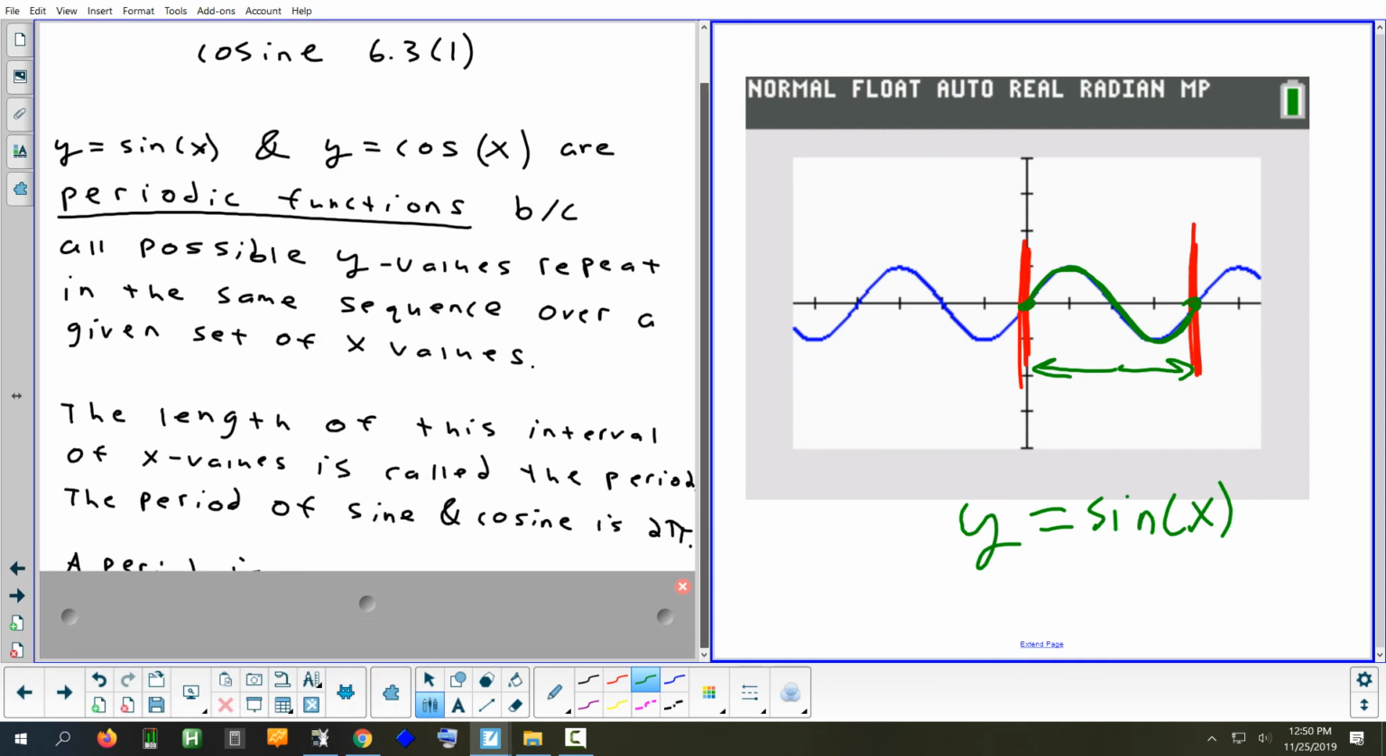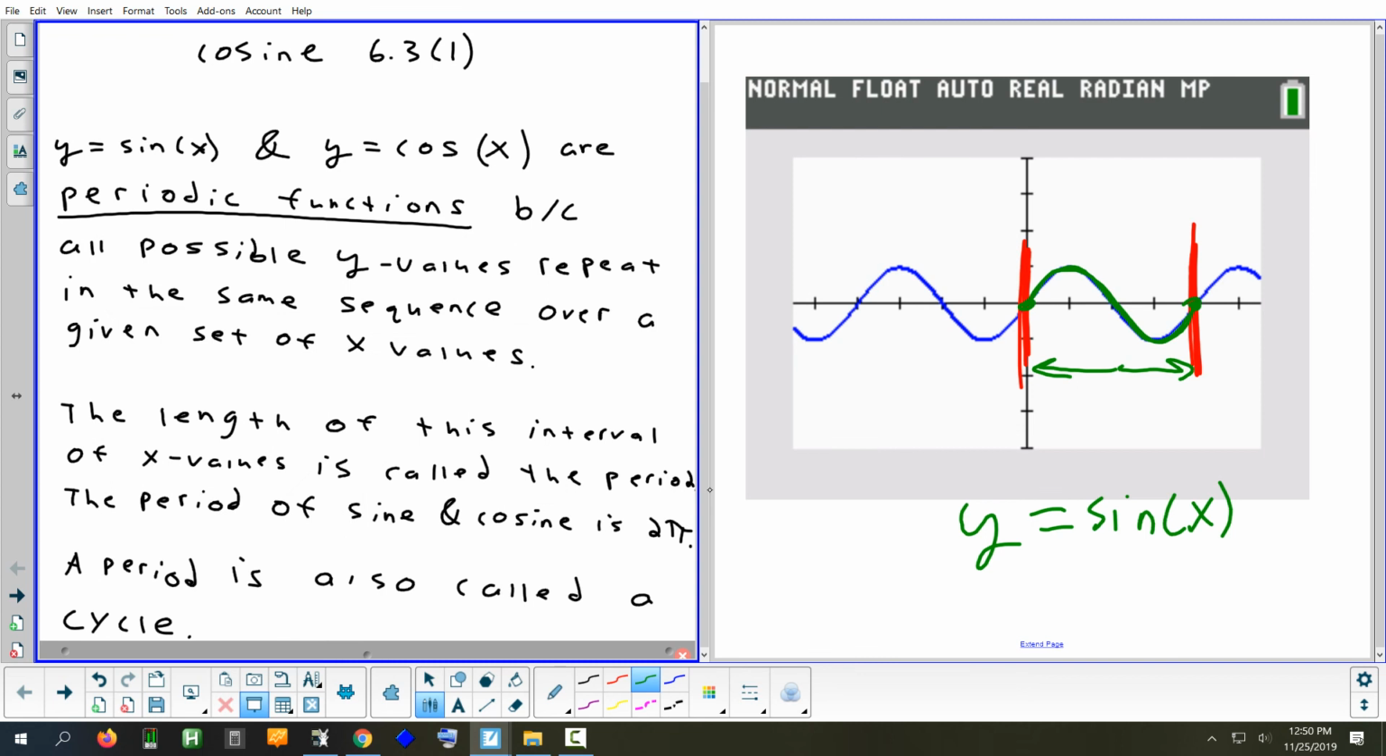All right. I already said that to you guys, but another name for a period of the graph is the cycle. One cycle of the graph.